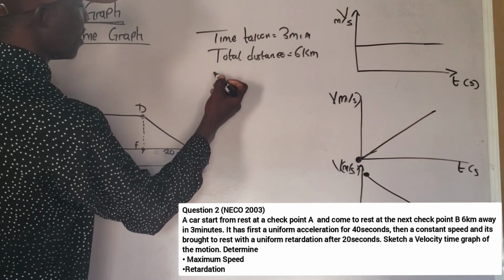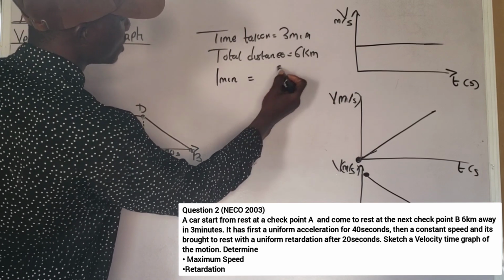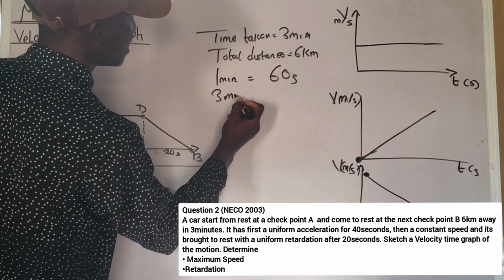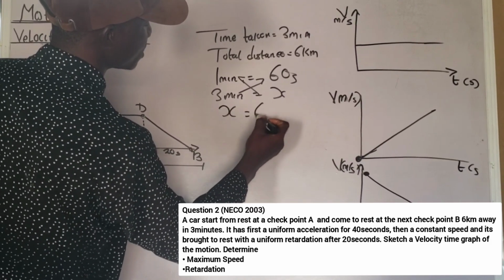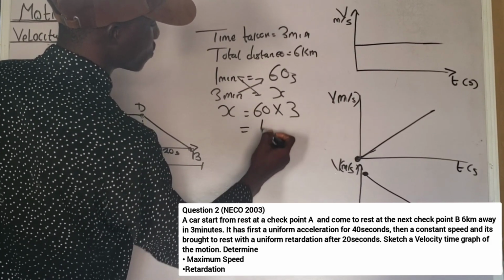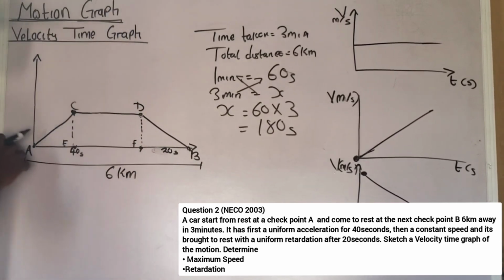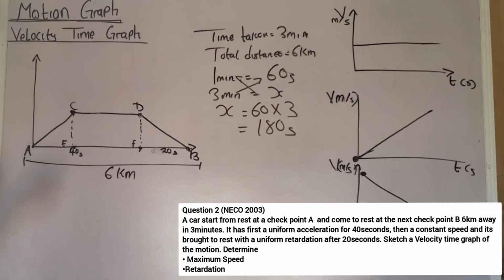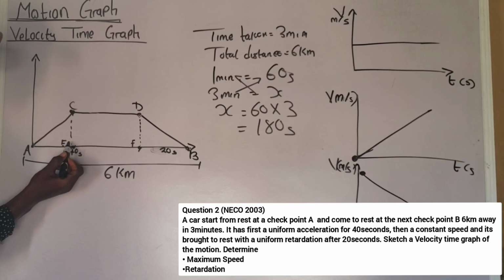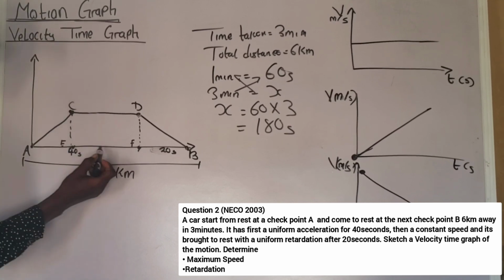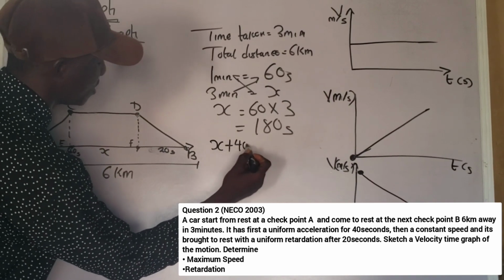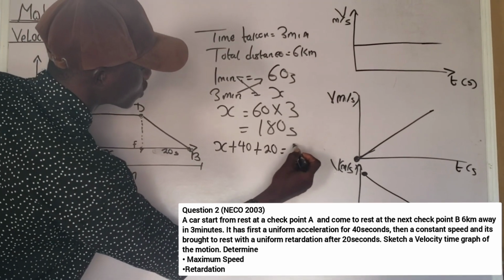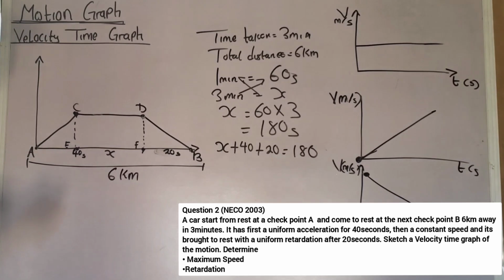That is, if 1 minute is equal to 60 seconds, 3 minutes, let it be equal to X. Now, if you take the cross product, we're going to have X equals 60 multiplied by 3. That is 180 seconds. So, the total time taken is 180 seconds. Now, let the time that the car used to maintain the constant velocity be X. Okay? So, X plus 40 plus 20 must be equal to 180. Do you understand?